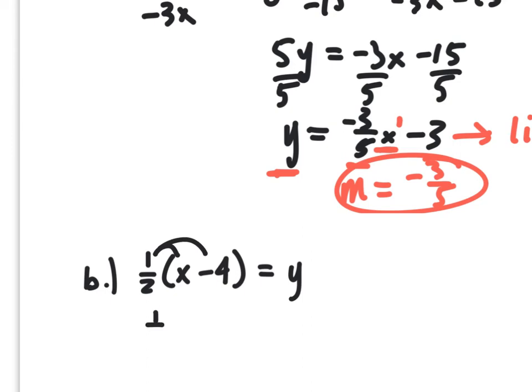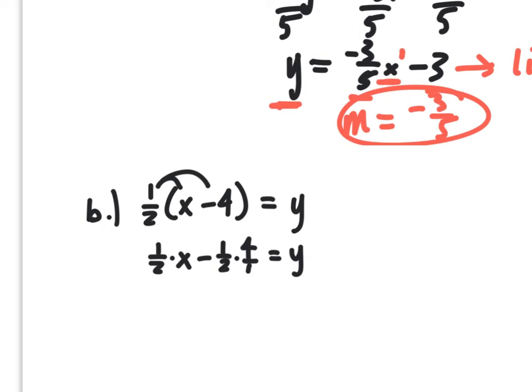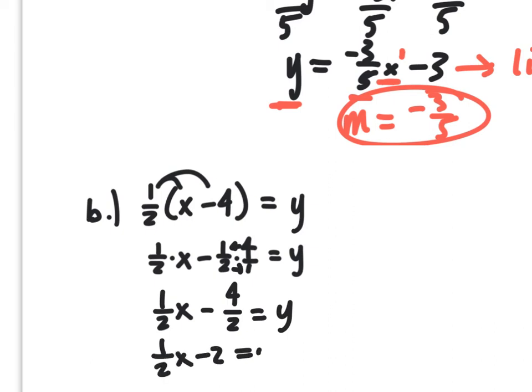So if I've got 1/2 times x minus 1/2 times 4, I'm going to put that over 1, that's going to be equal to y. Now once I do this, I get 1/2 x, 1/2 times x, and then minus 1/2 times 4. Now to multiply fractions, I'm going to do 4 times 1, which gives me 4, and then 2 times 1, which gives me 2, and that's equal to y. So I get 1/2 x minus 2 is equal to y.